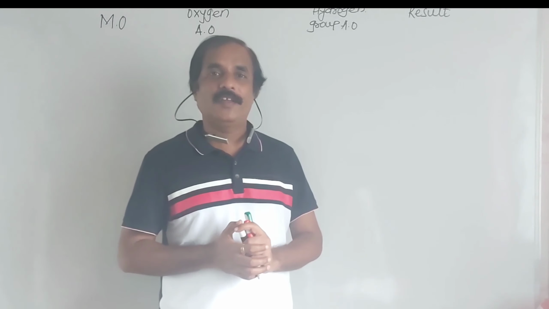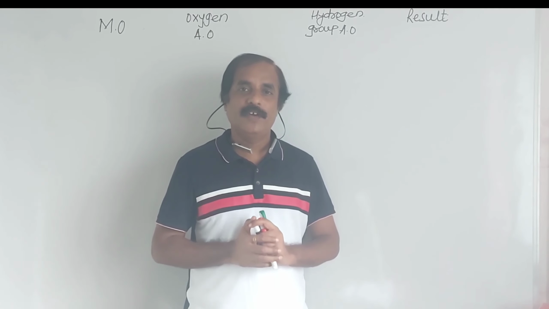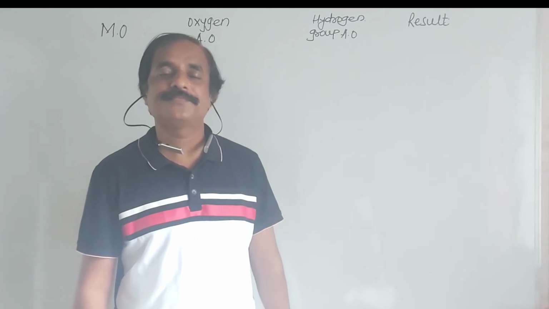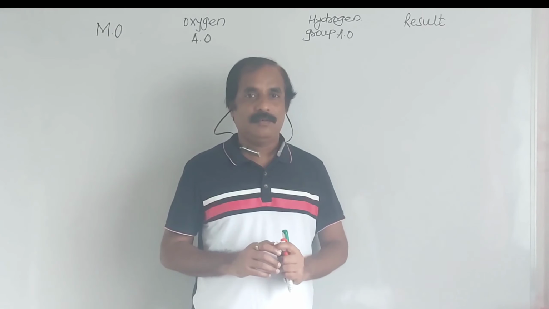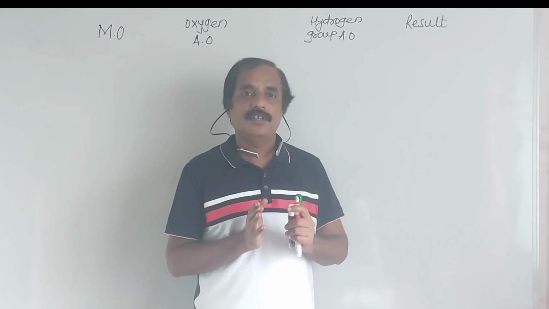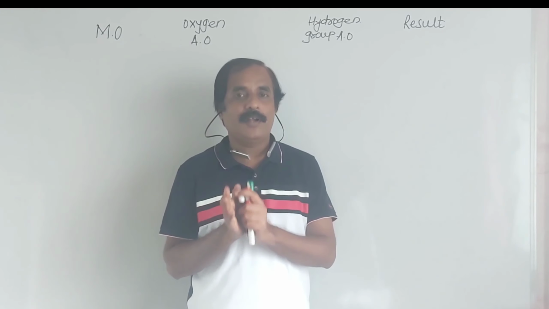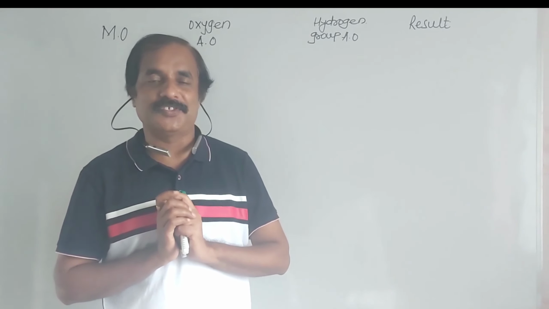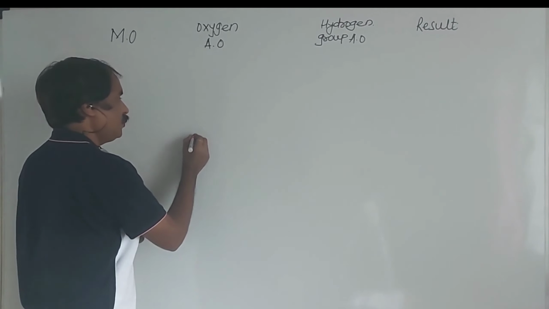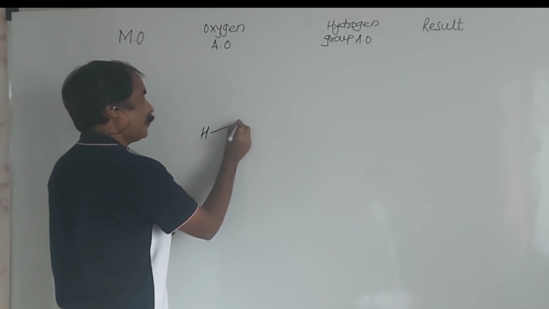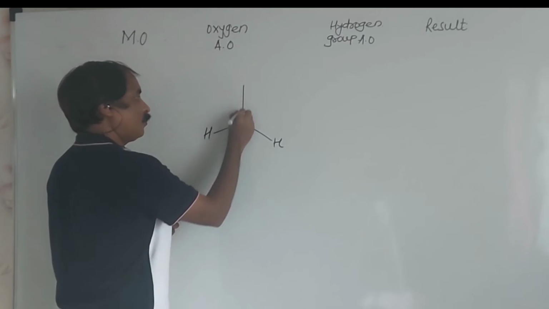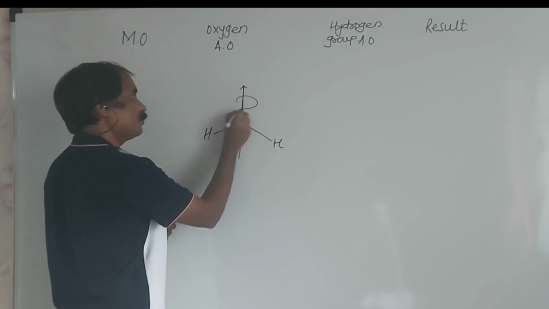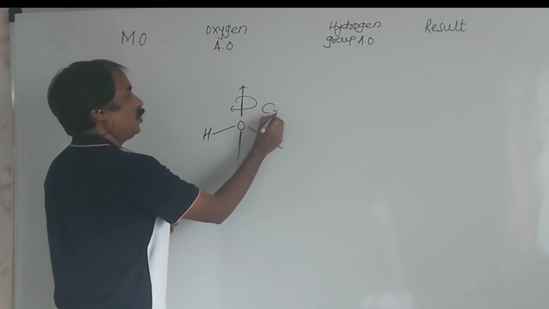In this lecture of molecular orbital theory, today we will see the molecular energy level diagram of water. We know that water belongs to the C2v point group, having a twofold rotational symmetry axis. It is like this. Here it is the twofold rotational symmetry axis. C2v point group.